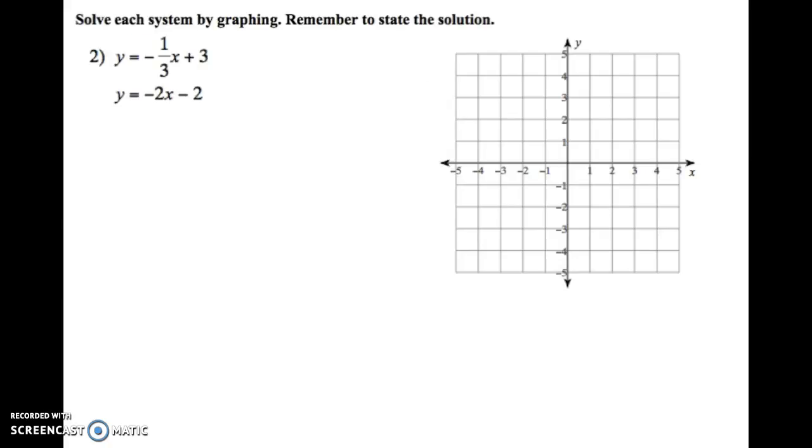Number 2, still dealing with our y equals mx plus b form. So for the top equation, we're starting at 3 for the b, that's the y-intercept, 3 on the y-axis. -1/3 for the slope, so we're going down 1 and over 3. Or if you want to do the opposite, we go up 1 and left 3 to get our line.